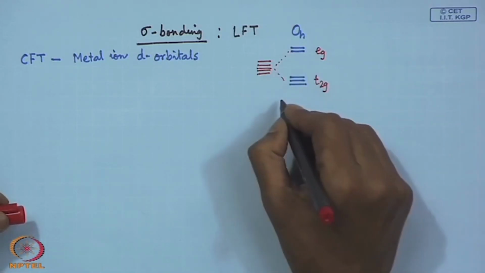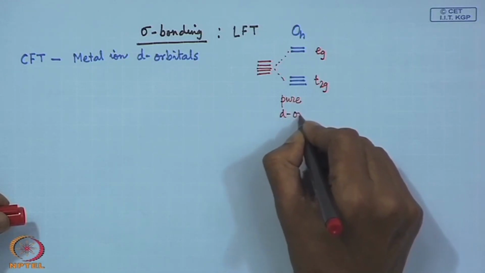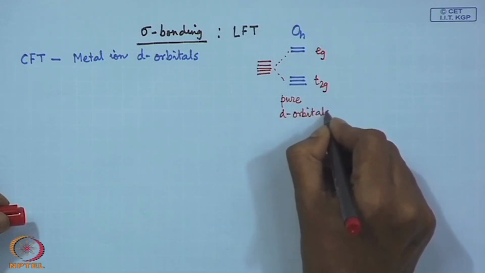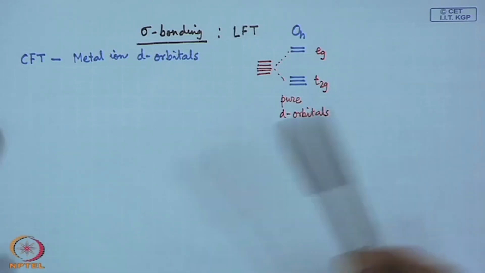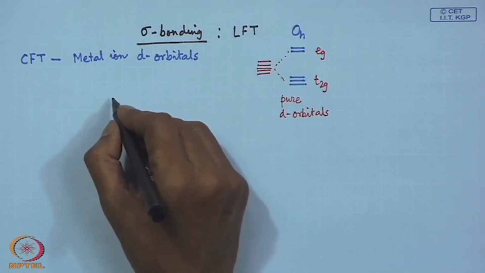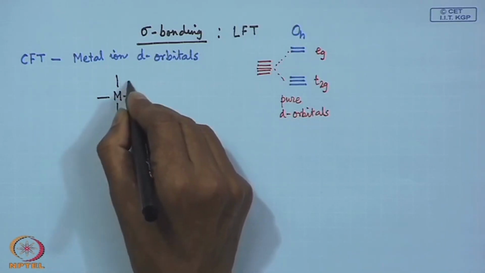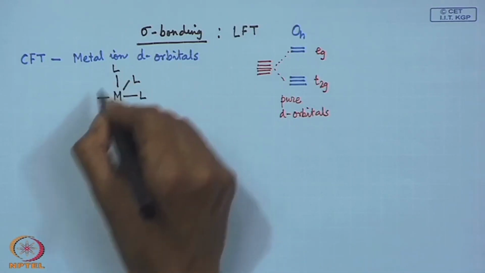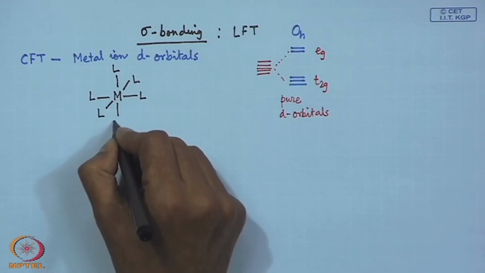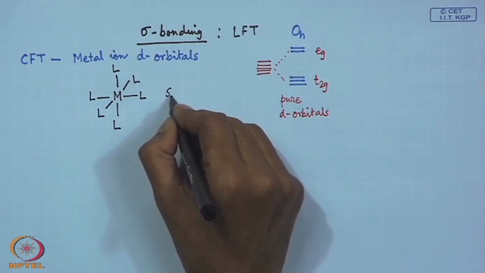But these were our pure d orbitals of the different metal ions which are engaged in bonding with our ligand systems. So if we have one central metal ion interacting with the 6 ligands in octahedral geometry, so we have a spherically symmetric geometry.